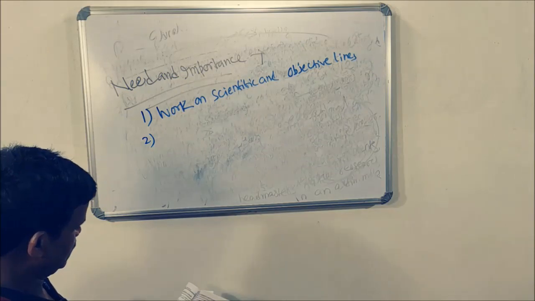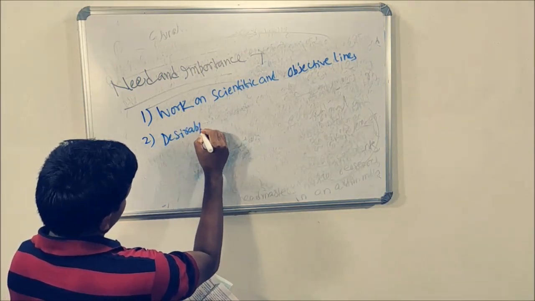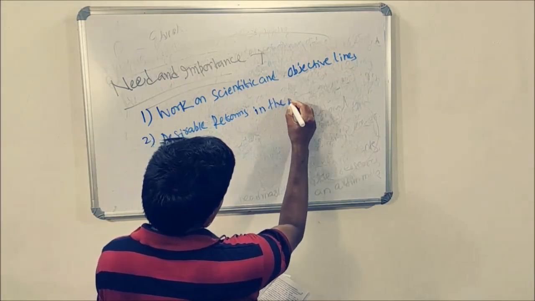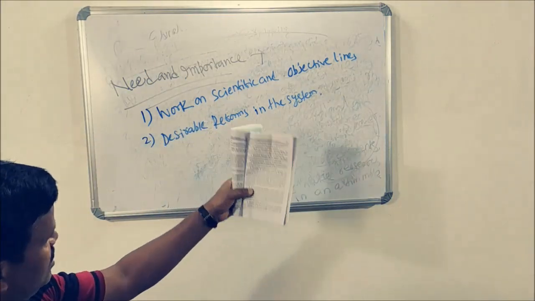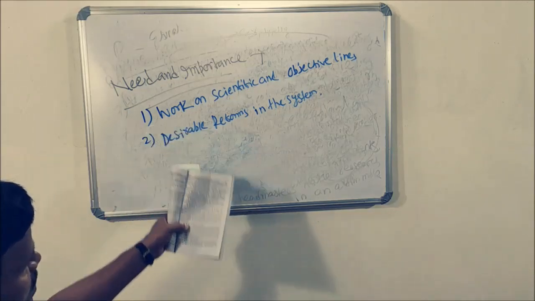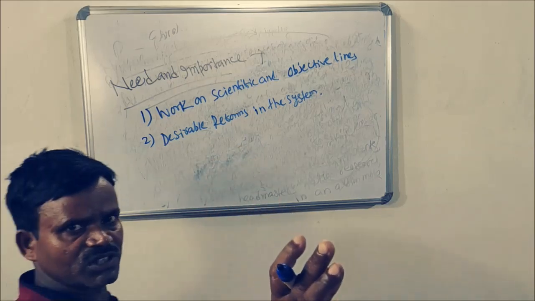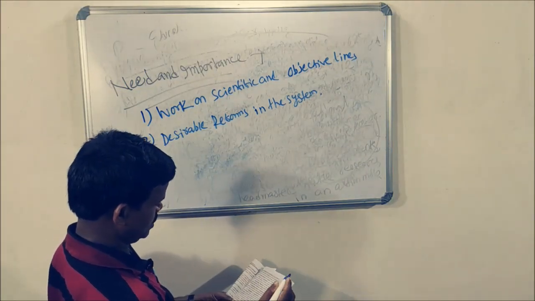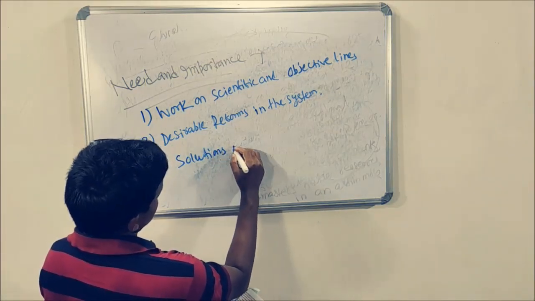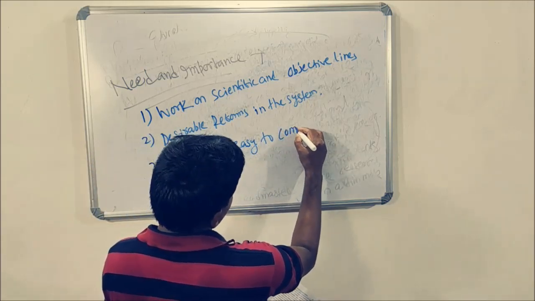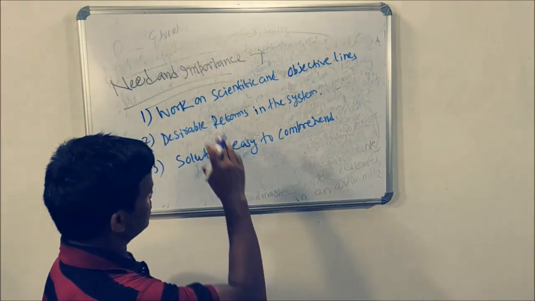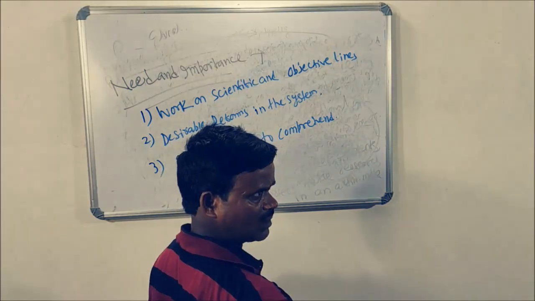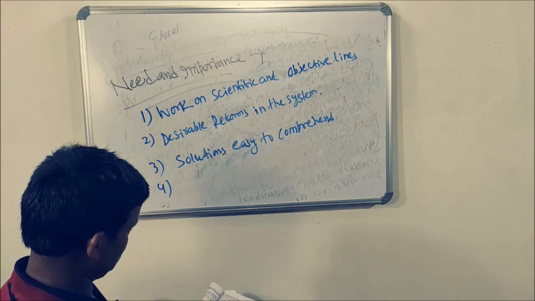Point 2. Desirable reforms in the system. Action research brings desirable reforms in the system, meaning in the system of education, in the system of teaching, in the system of learning, etc. Point 3. Solutions easy to comprehend. Through action research, the researchers find solutions which are easy to comprehend and easy to understand in the field of students.